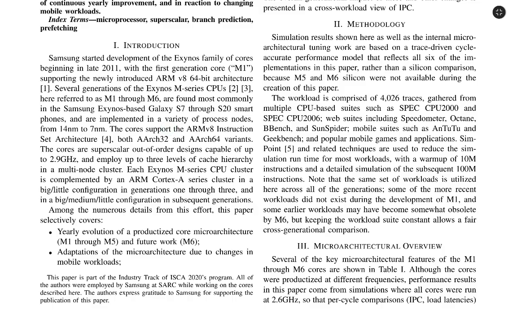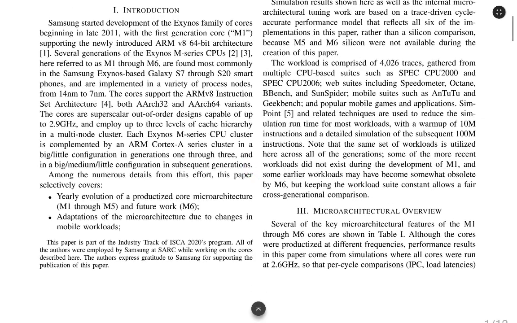The cores supported the ARM v8 instruction set architecture, both AArch32 and AArch64 variants. The cores are superscalar out-of-order designs capable of up to 2.9 GHz and employ up to 3 levels of cache hierarchy in a multiple core cluster. Each Exynos M-series CPU cluster is complemented by an ARM Cortex A-series cluster in a big-little configuration in generations 1 through 3, and a big-medium-little configuration in subsequent generations.